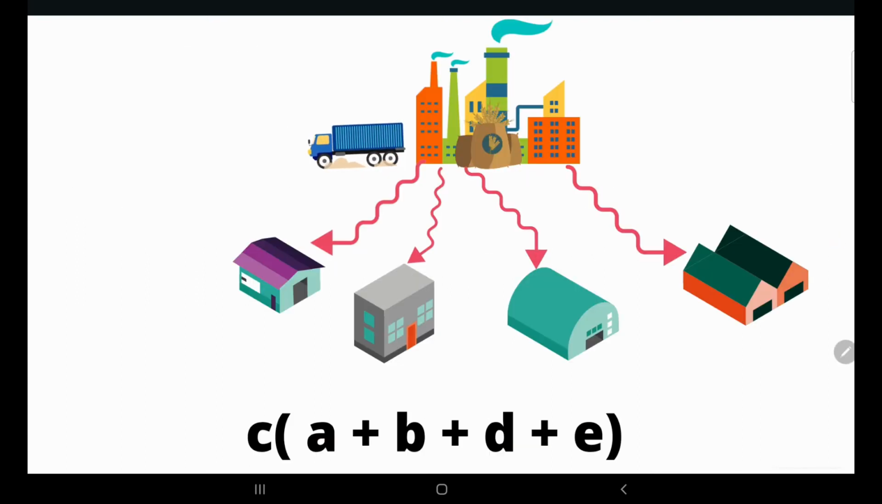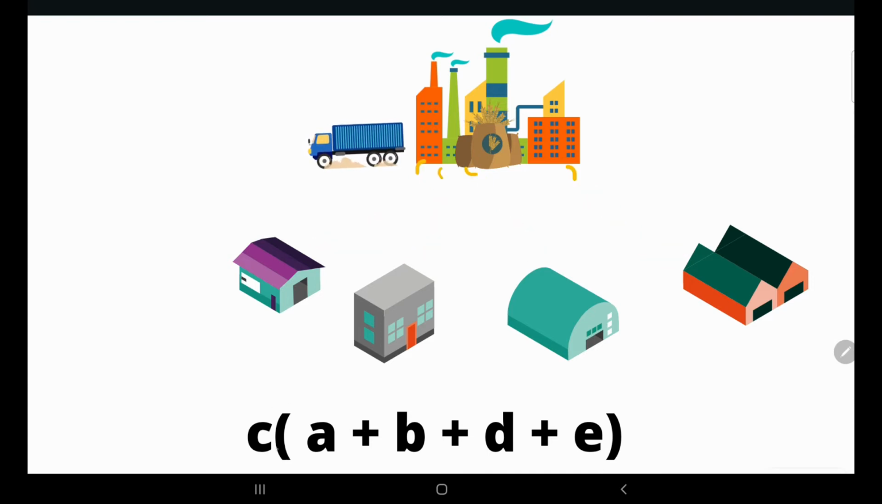Now I want you to think about this whole concept of distribution. Here we have a grain factory, and it's going to be distributing some amount of products to each of these warehouses. So they'll send some grain to the first warehouse, some to the second, some to the third, and some to the fourth. Now, if you take a look at the variables that we have listed here, we have C, open parentheses, A plus B plus D plus E, closed parentheses.